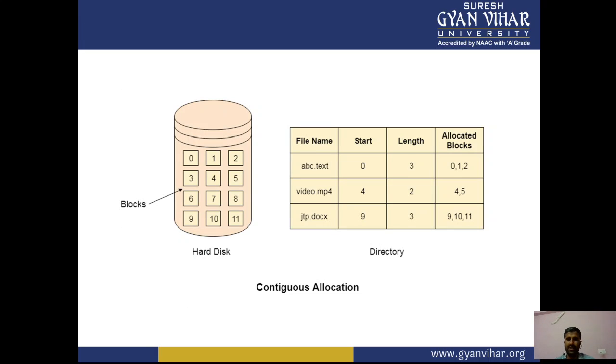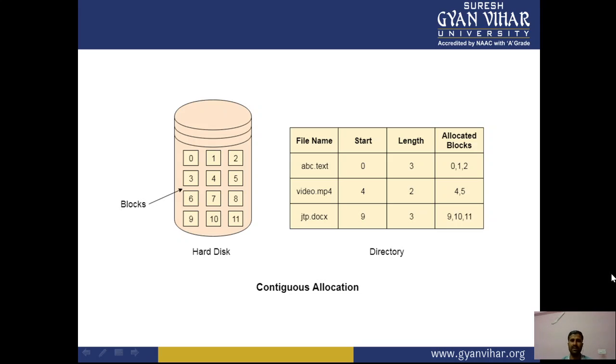So here we see that there is a file, abc.txt. It starts from point 0 and the length is equal to 3. So it requires three blocks, right? From 0, 1 and 2, three blocks can be used over there, right? So this is the example.